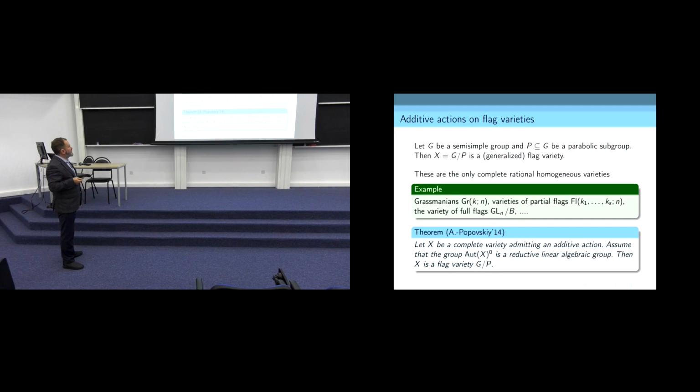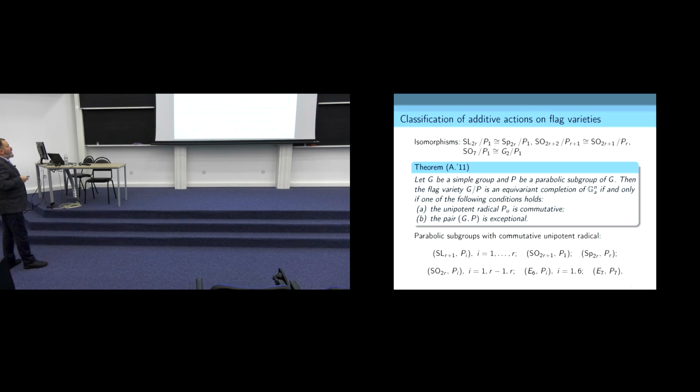Again, quite an easy observation: if we restrict our attention to complete varieties with a reductive automorphism group, then it admits an additive action only if this is a flag variety, no other candidates. But certainly there are complete varieties with a non-reductive linear algebraic group. Okay, how to classify additive actions on flag varieties? Firstly, existence. Let me recall what is classically known, maybe from Demazure, that some flag varieties are isomorphic.